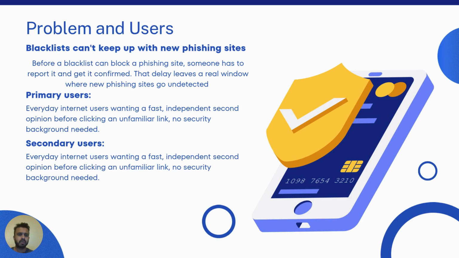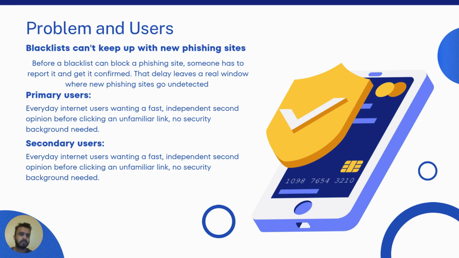So the problem we are trying to solve with this project is that blacklists were previously used to block phishing sites. However, with the advancement in technology, that is quite inefficient, so we are trying to check whether a URL is phishing or okay, so that users can tell whether a site is dodgy or not.